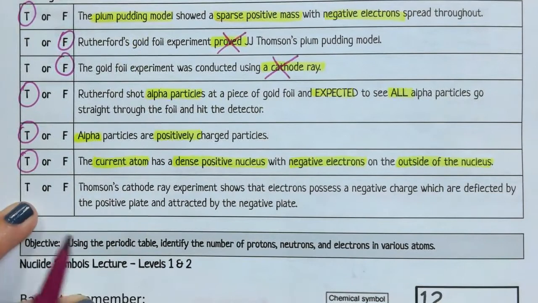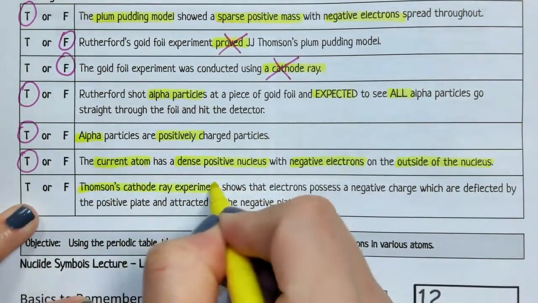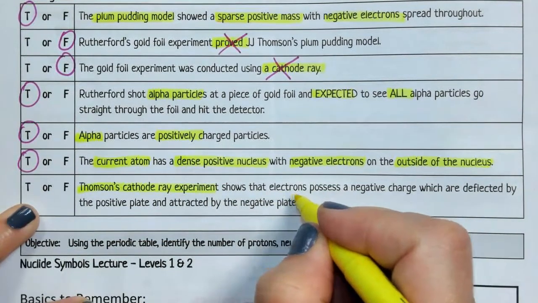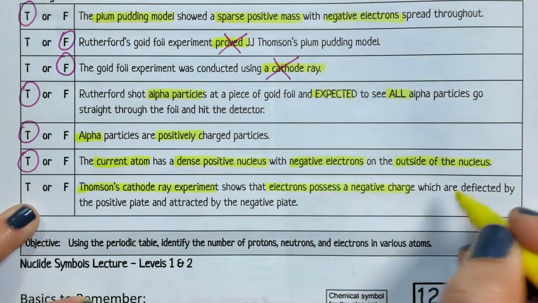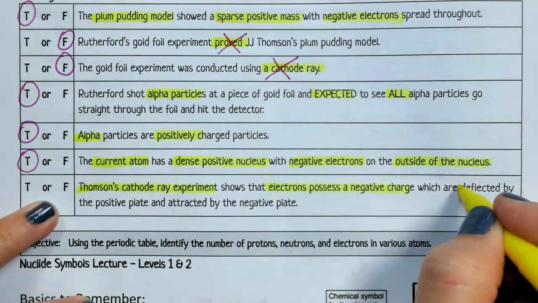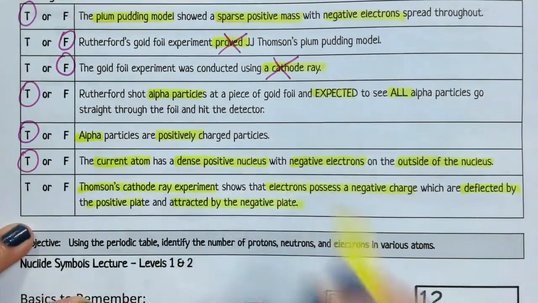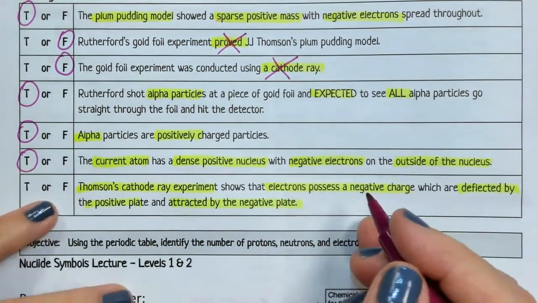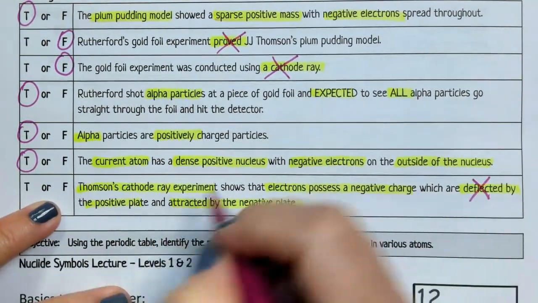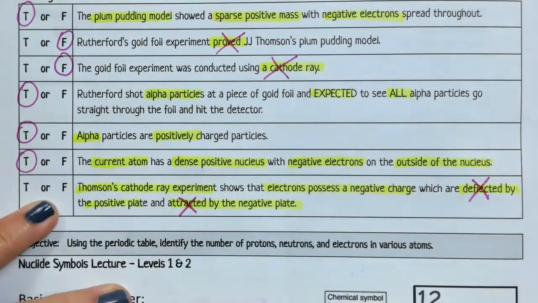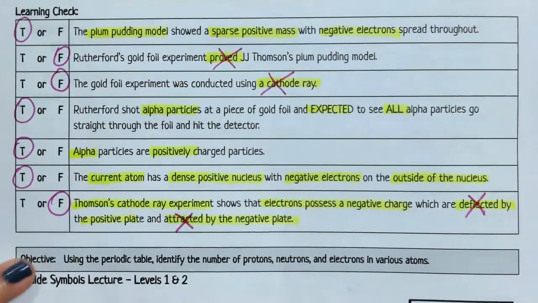Thomson's cathode ray experiment shows that electrons possess a negative charge, that is true, which are deflected by the positive plate and attracted by the negative plate. Opposites attract, so it should have been attracted to the positive plate and deflected by the negative plate. Those are opposite of what they should be, so this statement is false.